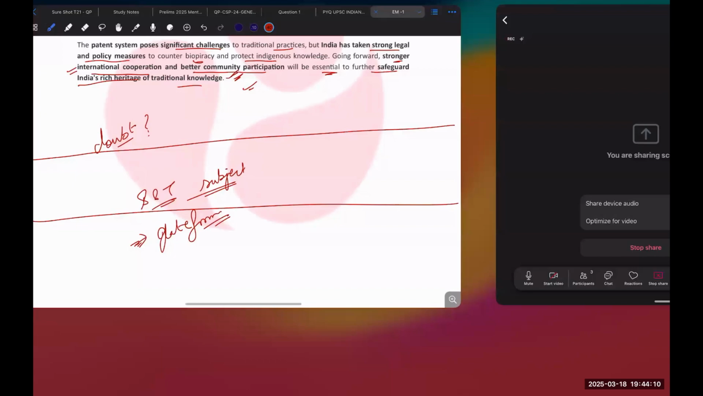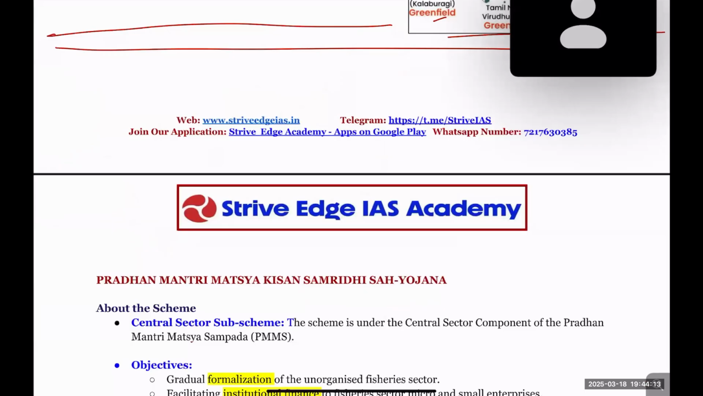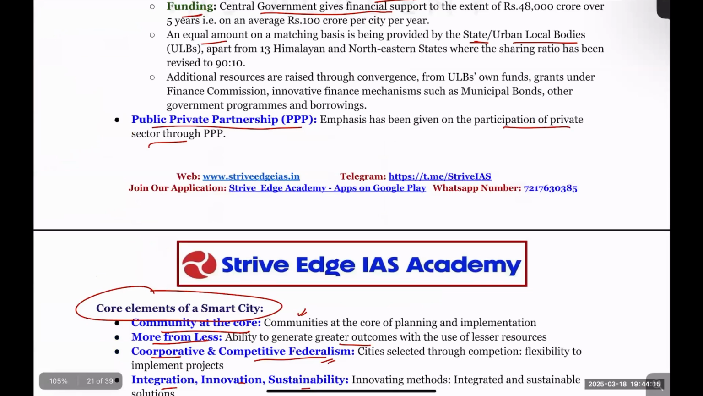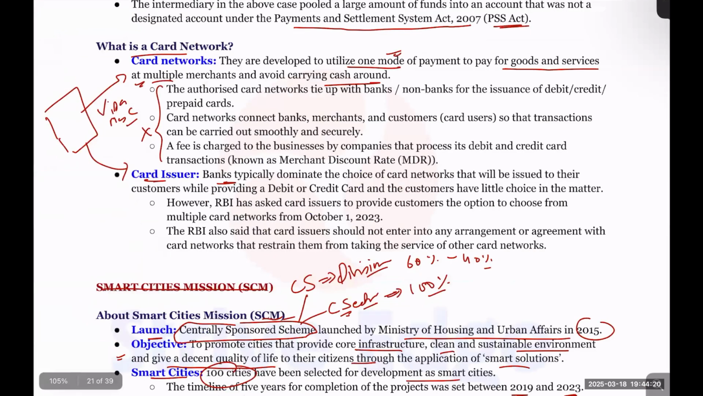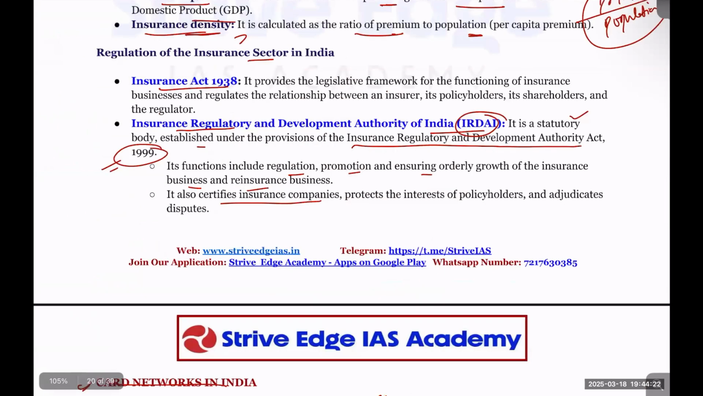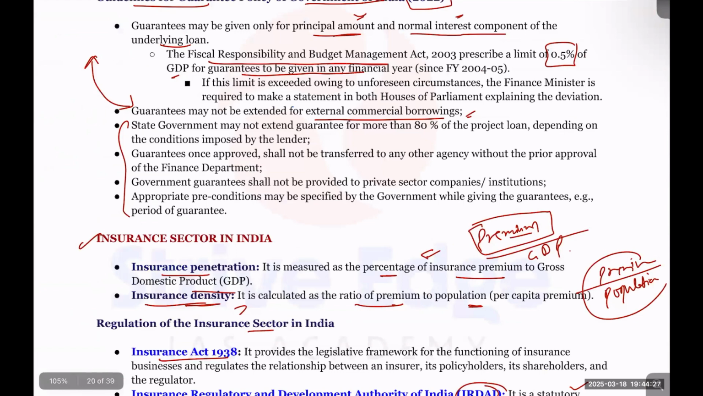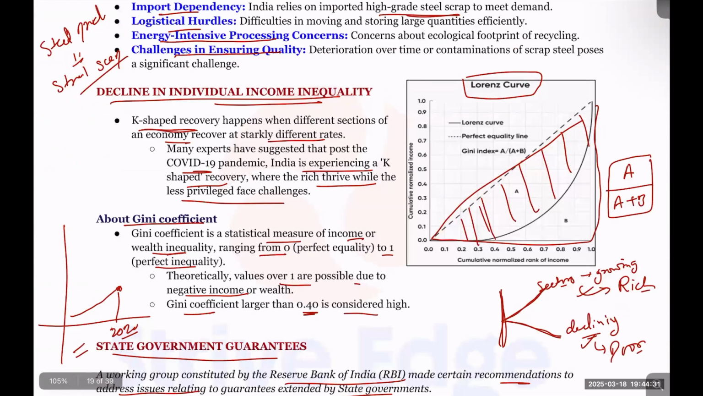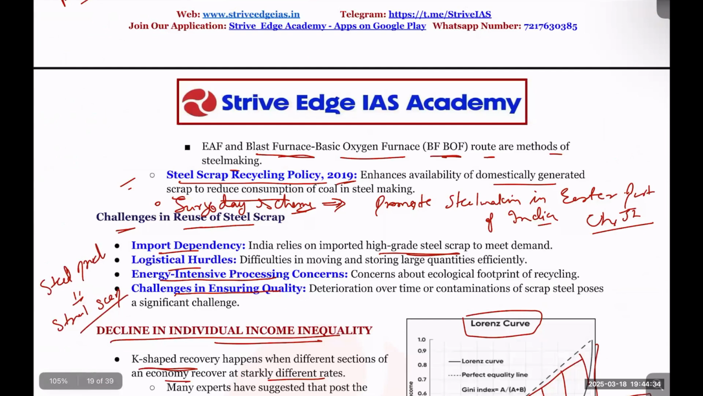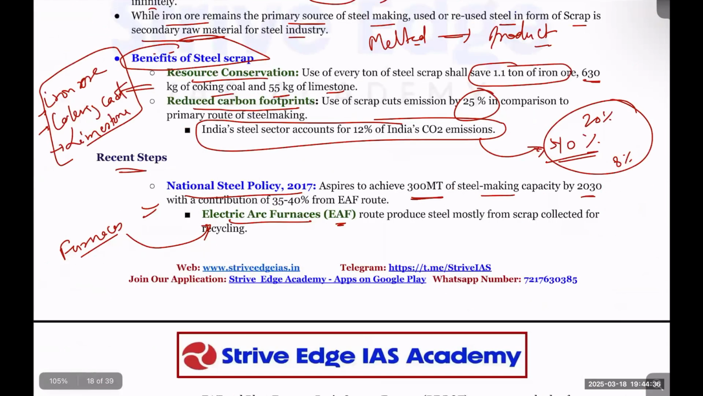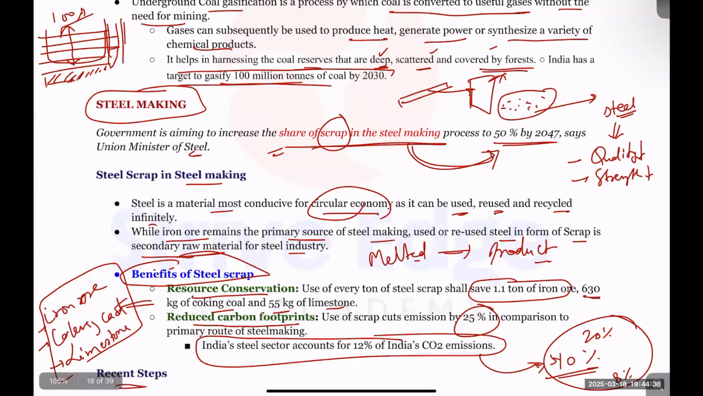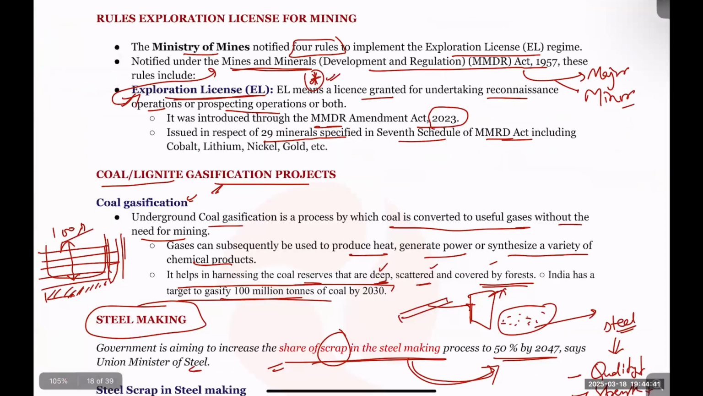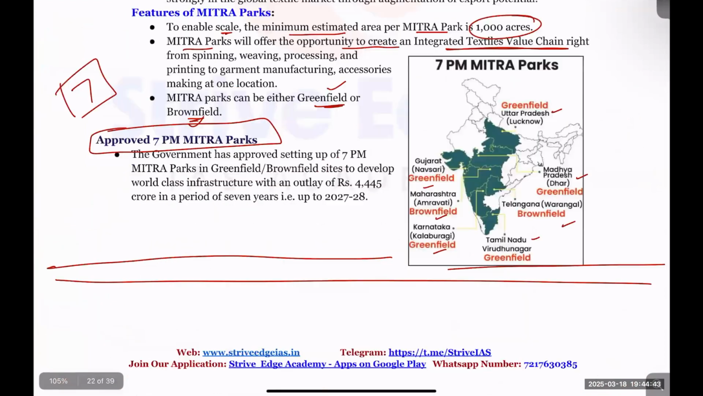Okay, what we have already done till yesterday's class, we have covered smart cities. We have covered card networks in India. We have already covered the insurance sector. What we have also covered is state government guarantees, which was a very important topic, and steel making and other things like coal gasification, etc. These are the things that we have already covered. So now we will move forward.